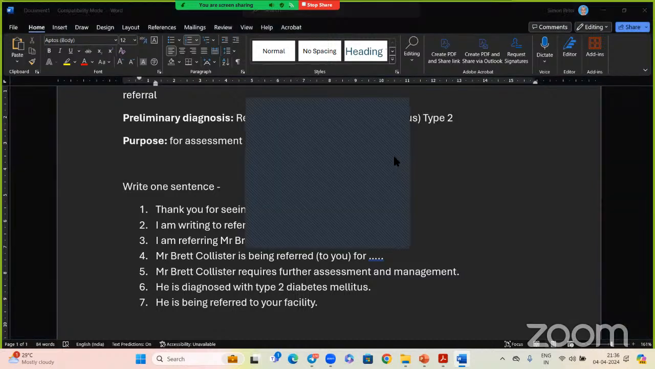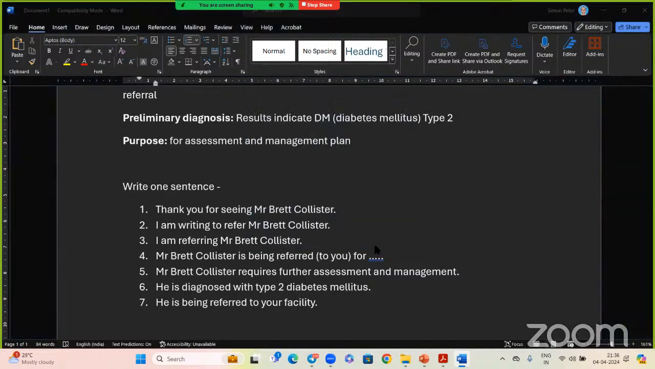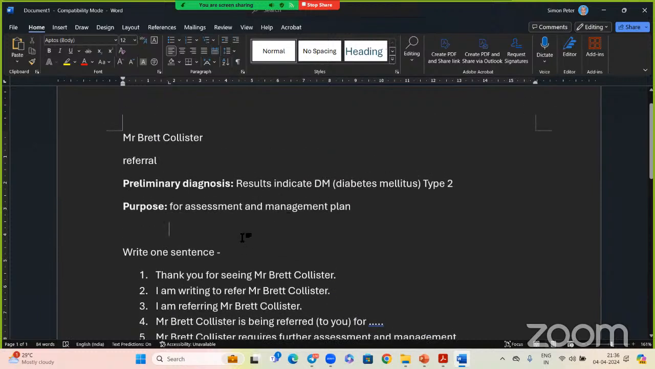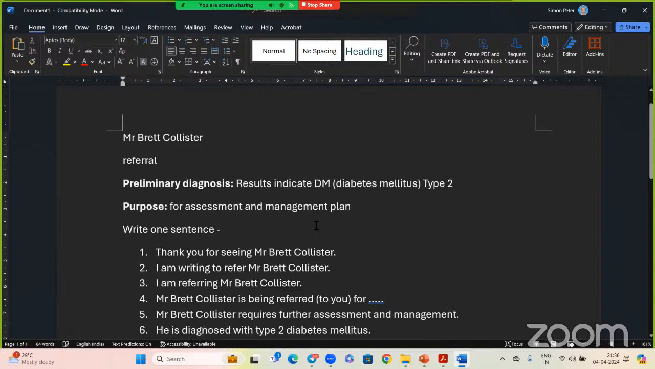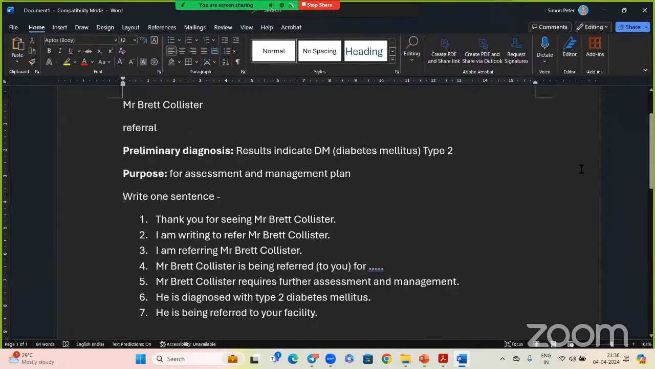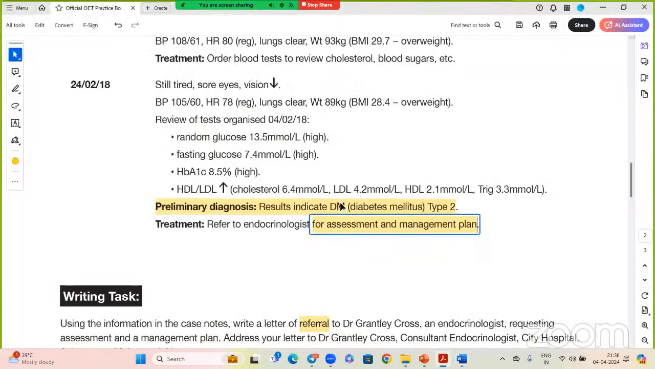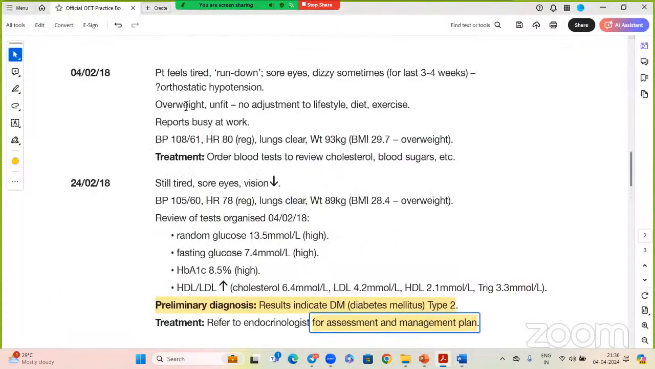Here, Jayantini, you also can write your sentence. What are the other sentences you can write? What are the other sentences that you can write here using this? You can write your own sentences. So here today.